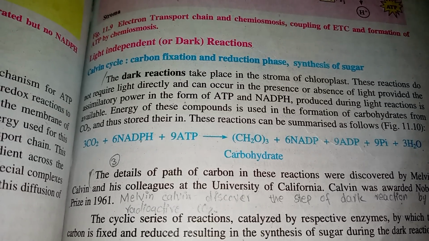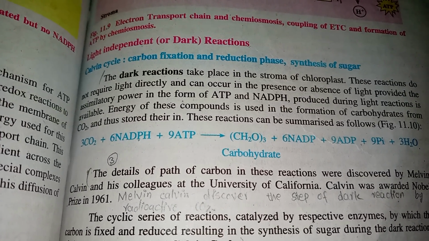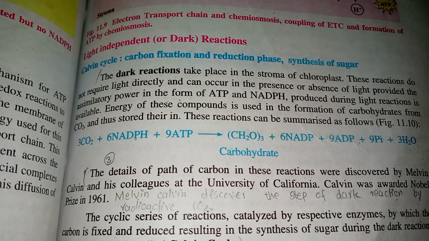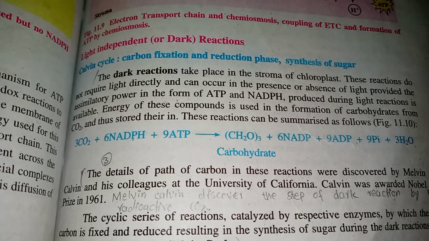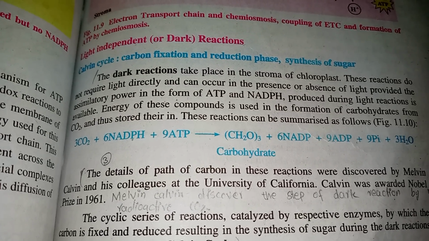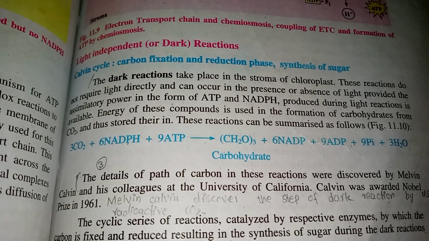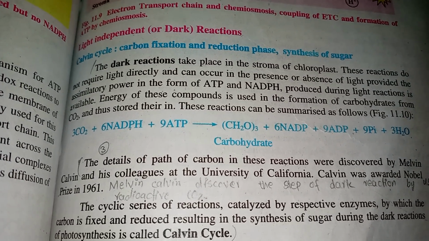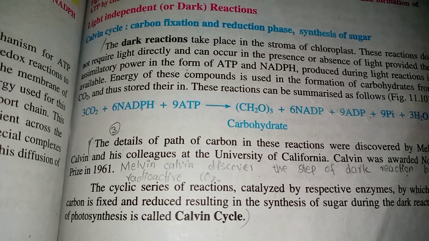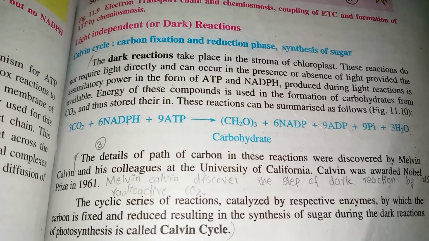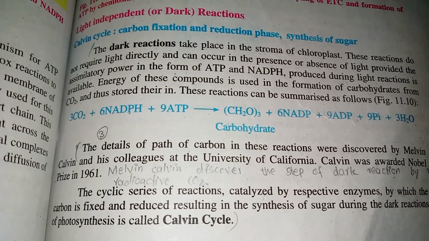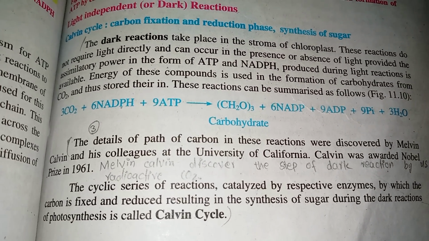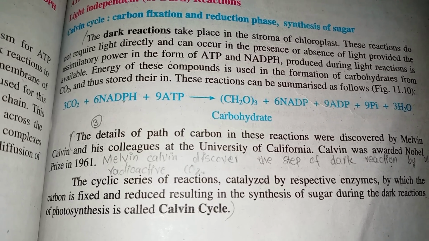This is the reaction: 3 CO2 plus 6 NADPH plus 9 ATP gives (CH2O) times 3, plus 6 NADP plus 9 ADP plus 9 Pi plus 3 H2O. Carbohydrate. The details of the path of carbon in this reaction were discovered by Melvin Calvin and his colleagues at the University of California. Calvin was awarded the Nobel Prize in 1961.